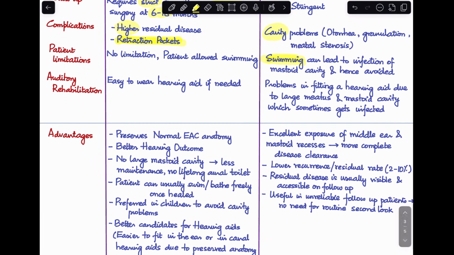Next is auditory rehabilitation. Because we have preserved the normal ear canal anatomy in canal wall up, it is easy to prescribe hearing aids over here when it is required, like an in the ear or in canal hearing aid. Whereas in case of canal wall down procedures, there are way more problems in fitting a hearing aid because of the large meatus that you have created now. And sometimes even the mastoid cavity can get infected. So it becomes difficult to prescribe a hearing aid to such patients.